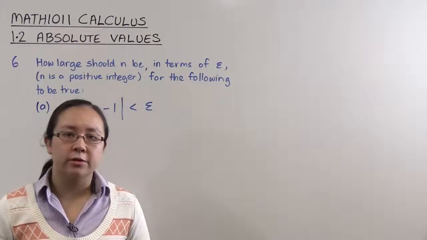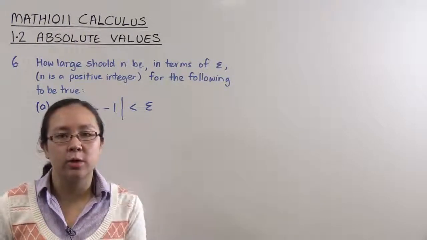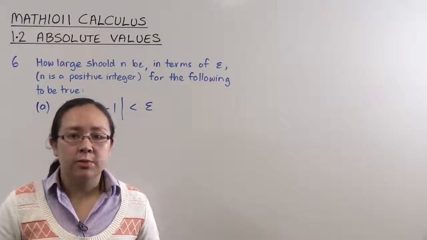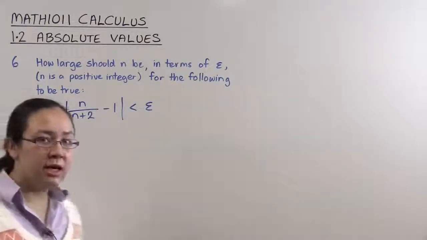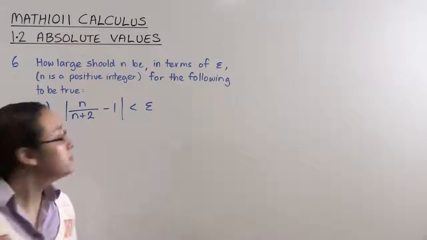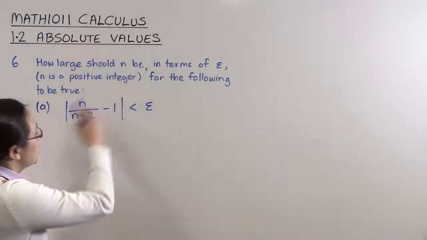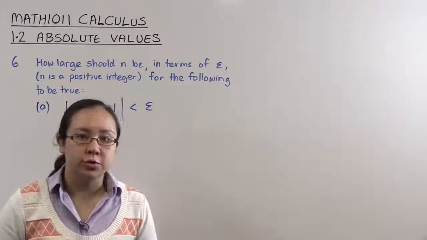Today I'm going to work through some of the calculus problems from MATH1011, section 1.2 on absolute values. This question 6 looks quite intimidating. How large should n be in terms of epsilon for this inequality here to be true?